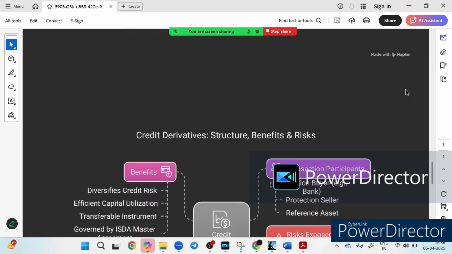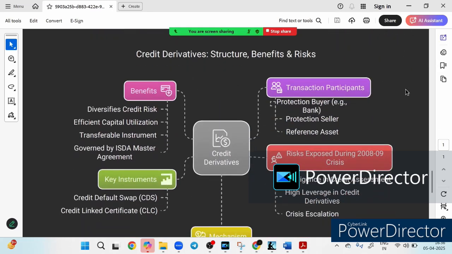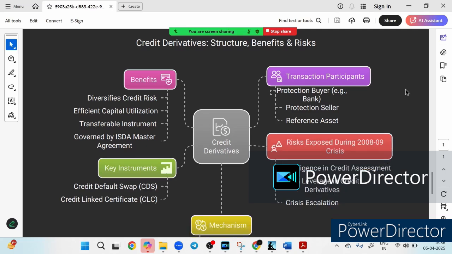Now friends, let's look at the credit derivative. Very, very important thing. In just one single slide, you will cover every aspect of credit derivatives. Have you ever wondered how banks and financial institutions manage credit risk without actually selling the loan? Yes, they manage the credit risk without actually selling the loan. Credit derivatives make it possible. These financial instruments allow risks to be transferred.